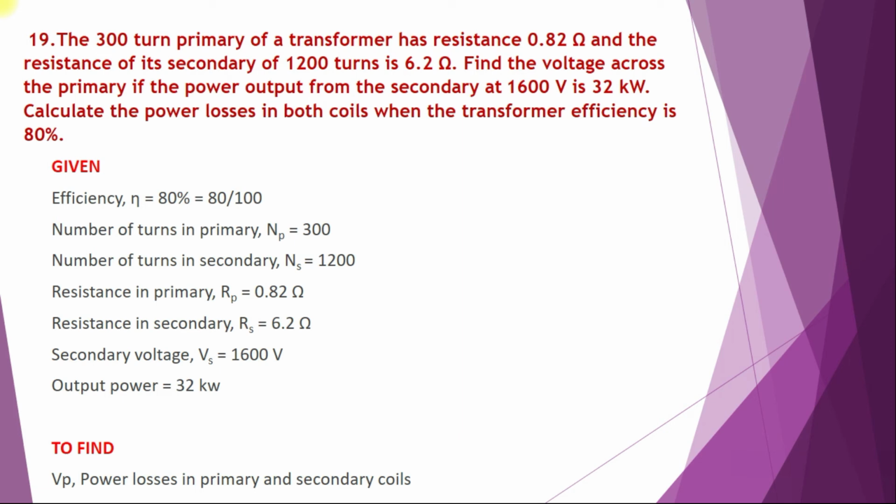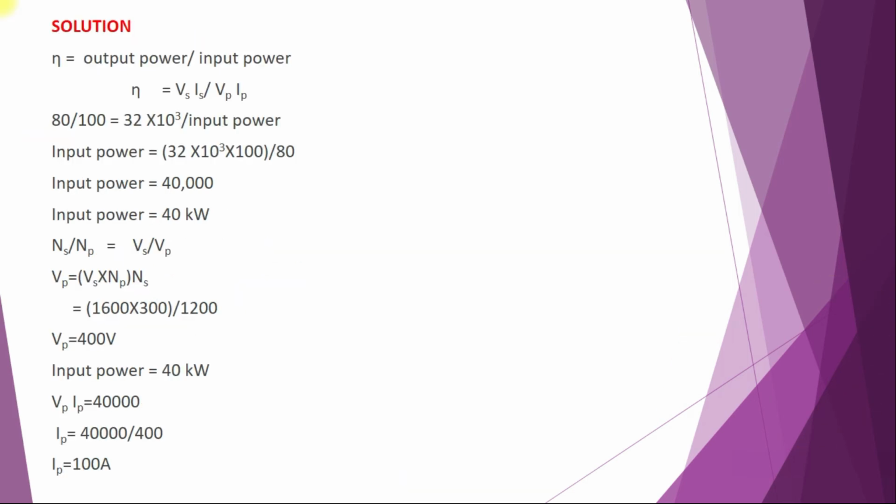The resistance in secondary Rs is equal to 6.2 ohm. The secondary voltage Vs is equal to 1600 volt. Output power is equal to 32 kilowatt. We are supposed to find the Vp, and power losses in primary and secondary coils. We start the solution with the efficiency formula.